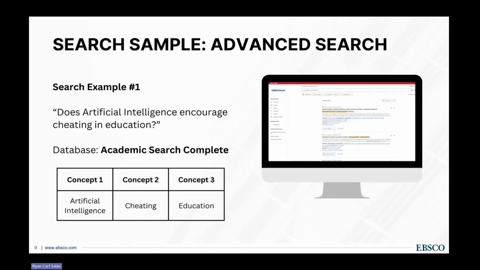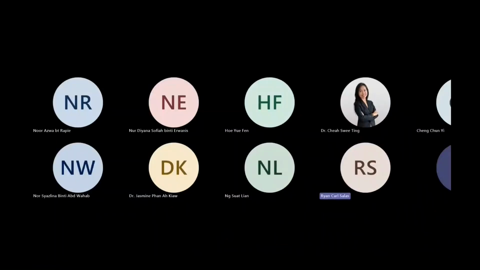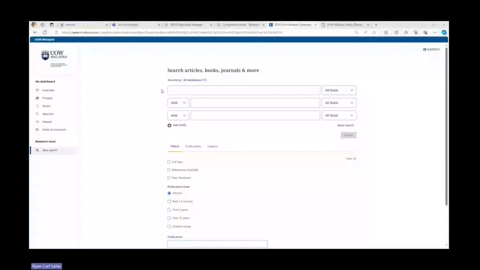What we're going to do with the research question is extract the keywords that we're going to use for our search. We're going to use artificial intelligence, cheating, and education, and combine them using the AND Boolean operator. To do this, I'm going to demonstrate how you can run an advanced search. Here is the main landing page of the advanced search, and we're going to type in those keywords individually in the search field.